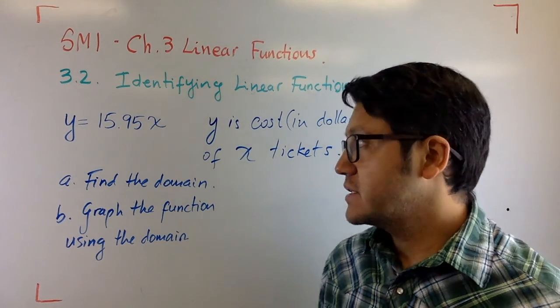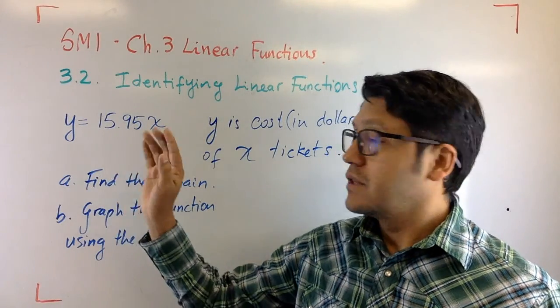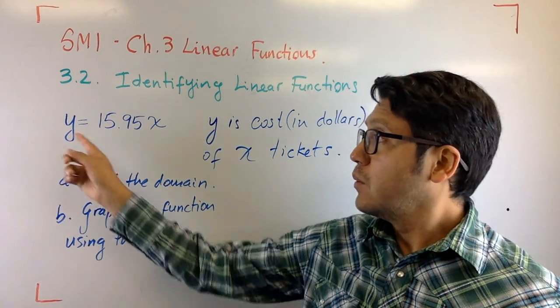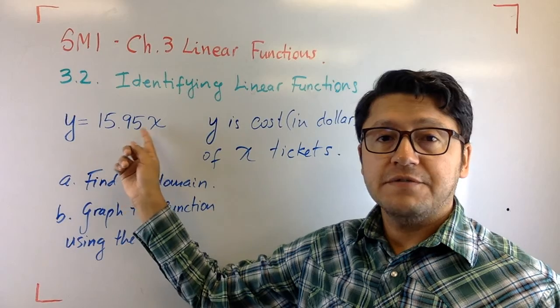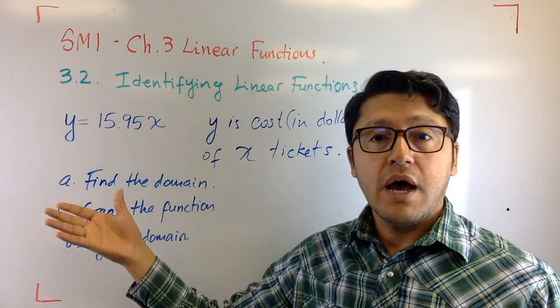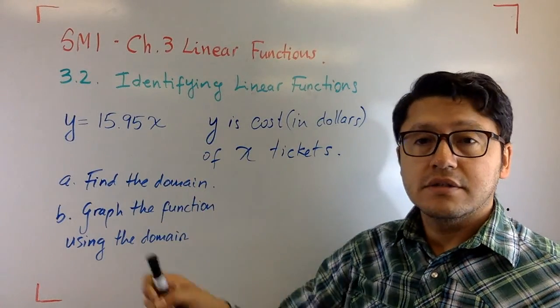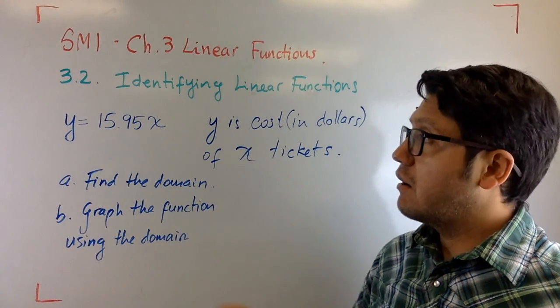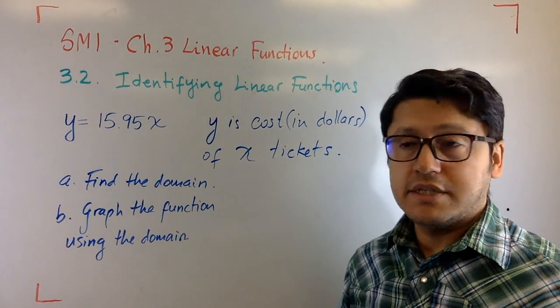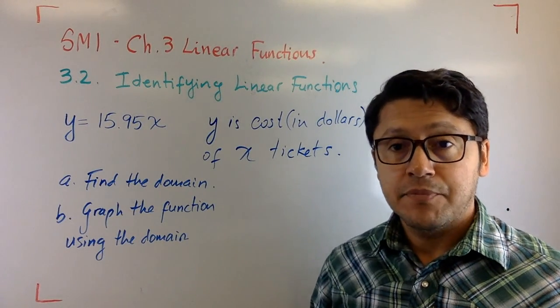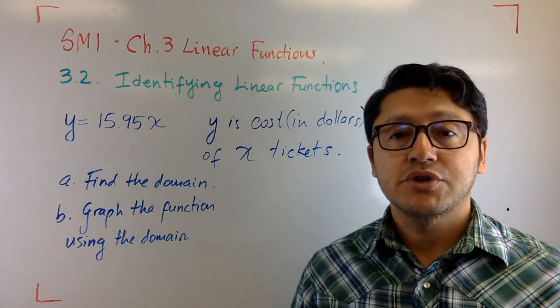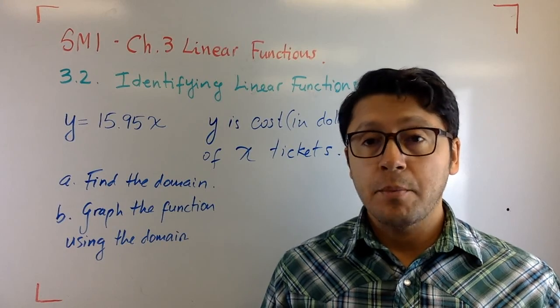In this exercise, we have this function. This is a linear function, y equals 15.95 times x. Now, the information we are given is that y is the cost in dollars of x representing the number of tickets. Based on that information, we need to provide the domain.